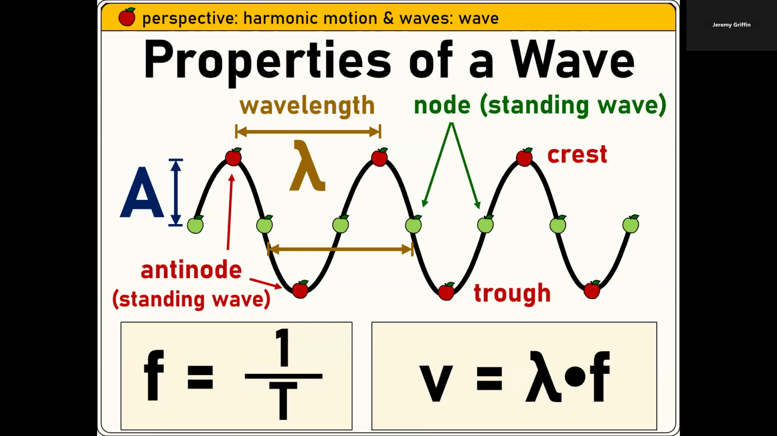Okay, let's go on to waves. There's definitely some crossover content with waves. They both have a time period and a frequency, oscillating. Let's look at properties of waves. So what if I have a standing wave? Not all waves have to be standing waves, but it could be.